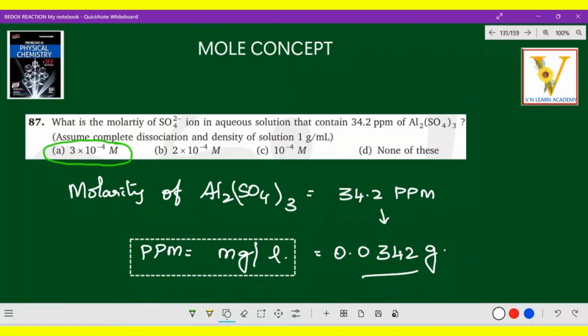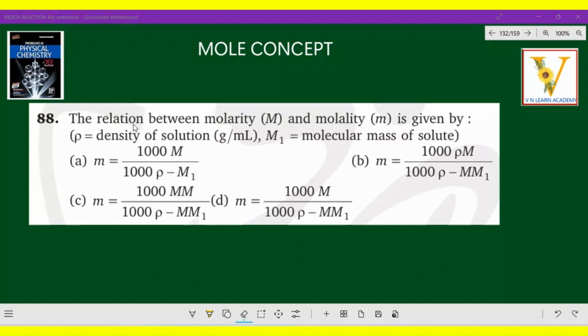Come on, let's go to the next question. The next question: the relation between molarity and molality is given by density of solution in gram per ml, M1 molar mass of solute. See here, this question is basically a concept-oriented question. We have to bring that formula. How do we identify the density which is related to molarity and molality, and the molar mass? How do we correlate with that formula? That is what the question asked. Come on, let us check.